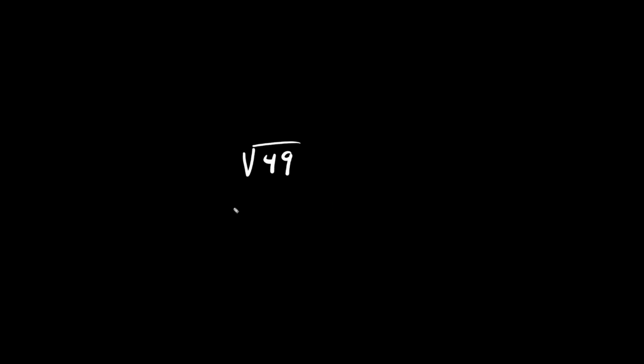It's a rule. 2 times 2 is 4, and 3 times 3 is 9. What is the square root of 49? What times what becomes the inside? The answer is 7, because 7 times 7 is 49.